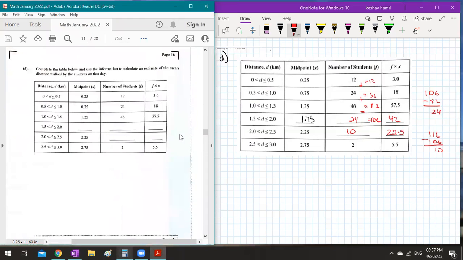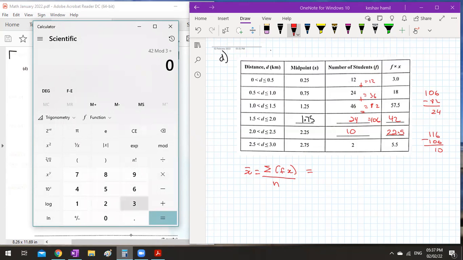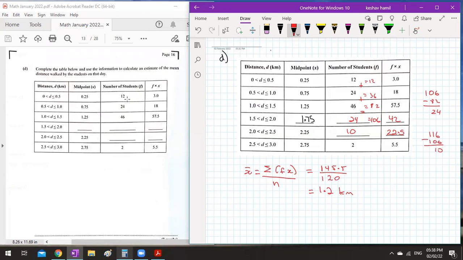but that's not the end of the question. Complete the table to calculate the estimate mean. Now the mean or average is equal to the sum of the fx values over the total number of students. Now that means we have to add this, right? So add 3, add 18, add 57.5, add 42, add 22.5, add 5.5, equal 145.5. The total number of students was 120. So we're going to divide by 120 to give us an average of 1.2 kilometers. So the average student walked 1.2 kilometers from the depot.